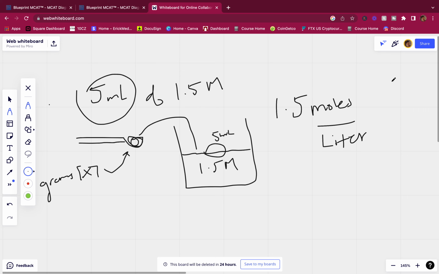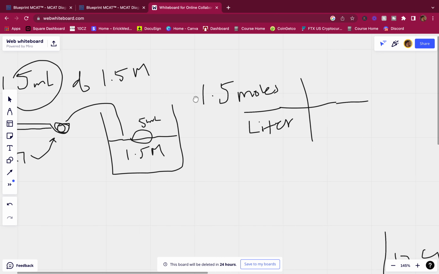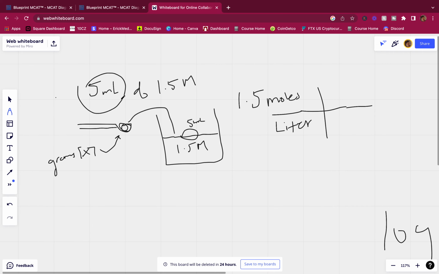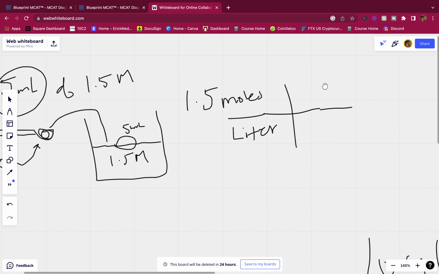Okay, how do I move over here? Okay, we want 5 milliliters of that 1.5 molarity solution. So we're going to put 5 milliliters here.